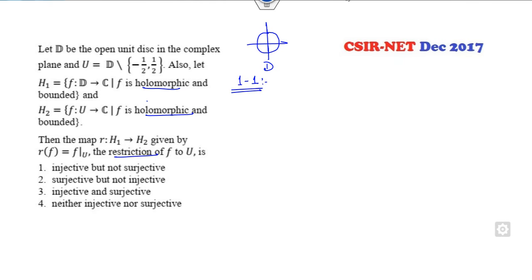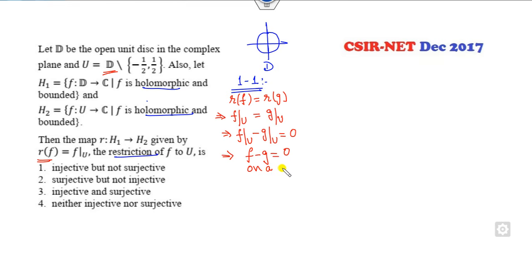Very simple. If I start with one-one, what is the meaning of that? If I take the two mappings R of F and R of G as equal, what does it mean? F restricted to U is equal to G restricted to U. That means F minus G is 0 on U, so F minus G is 0 on the set D, which means F is equal to G on D.